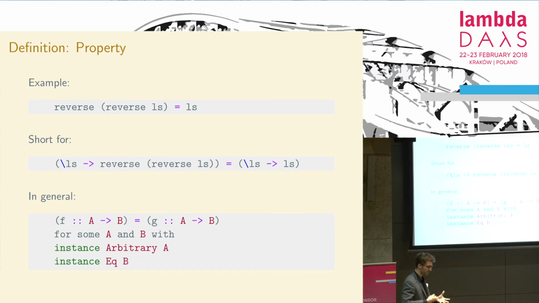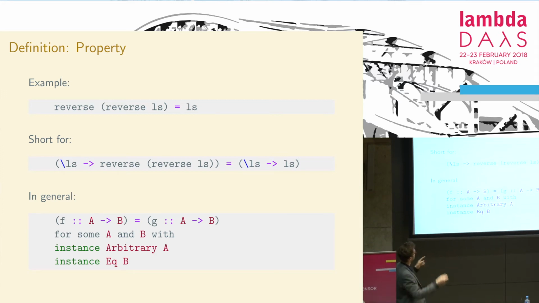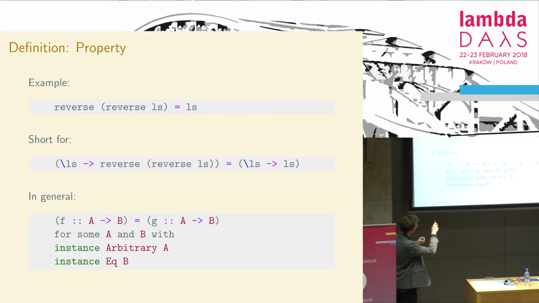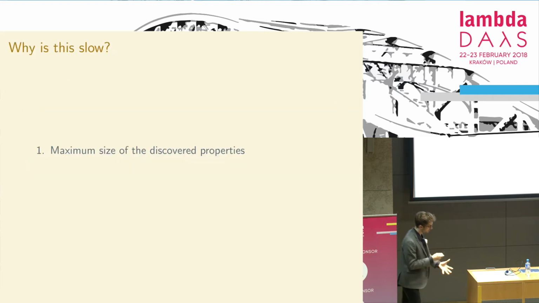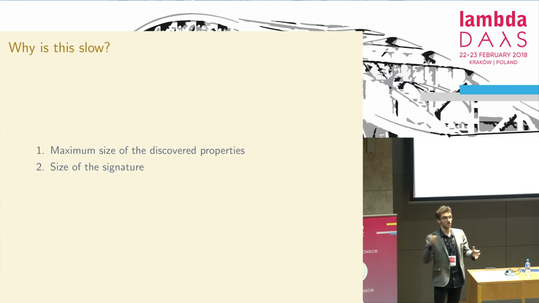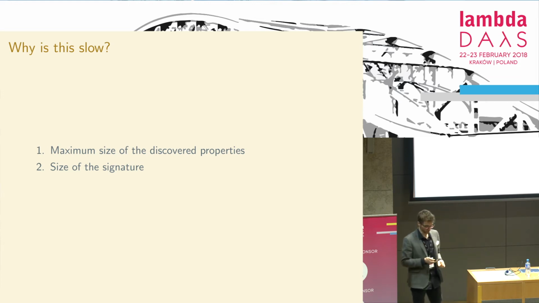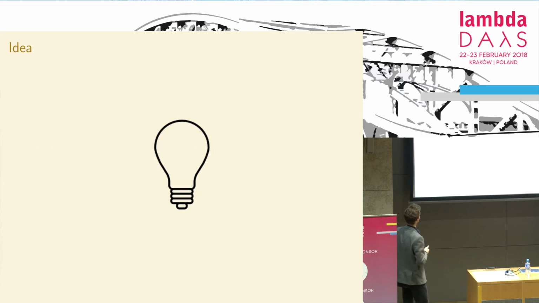To explain how we made something better, I have to really go back a bit and say what a property is. Well, the top is what you'll see in the output. But this is actually sugar for two functions that take a list, map to something else, and those two functions are equal. In the more general case, it's two functions from A to B for some A and B where the A can be generated by randomness and the B can be checked for equality. Now, why is this thing slow? It's because there can be many functions in scope, and the maximum size of the properties that we want to discover, you have to specify it in advance, and it plays a big role in how slow QuickSpec will discover the properties.